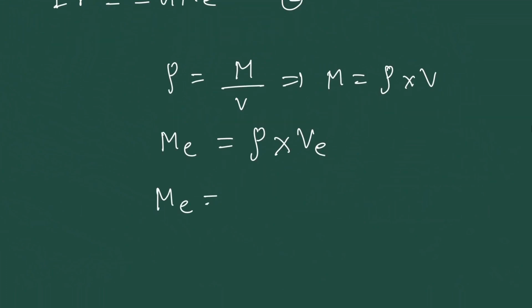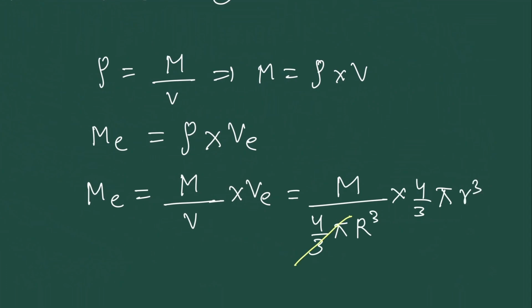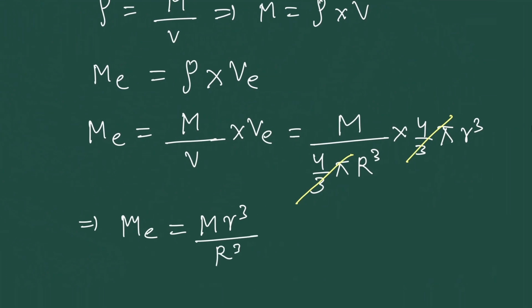Therefore, we can write the mass enclosed as the mass of the entire sphere divided by its original volume times the volume enclosed, which is just going to give us mass divided by 4 by 3 pi capital R cube times 4 by 3 pi small r cube. Again 4 by 3 pi gets cancelled out and we are basically left with mass enclosed equals the original mass times small r cube divided by capital R cube. Let me call this equation 3.